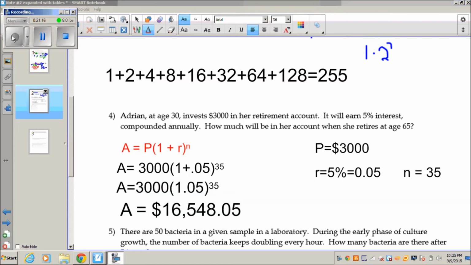Now I'd like you to pause the video and try the rest of the questions. Try questions 5, 6, 7, and 8 on your own. Try each one, show your work, set up a table. If it's an investment question, use the formula that was given before. Once you've tried the 4 problems, you can restart the video to check your answers to make sure that you're on the right track. So go ahead and pause now.